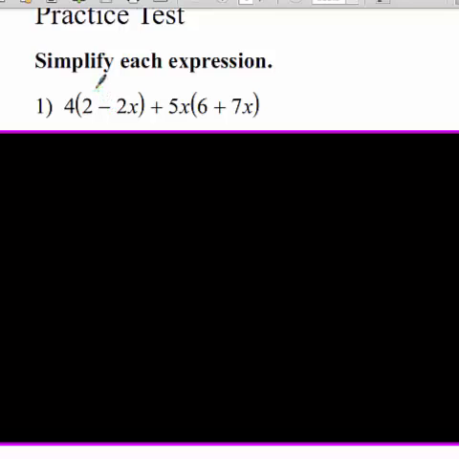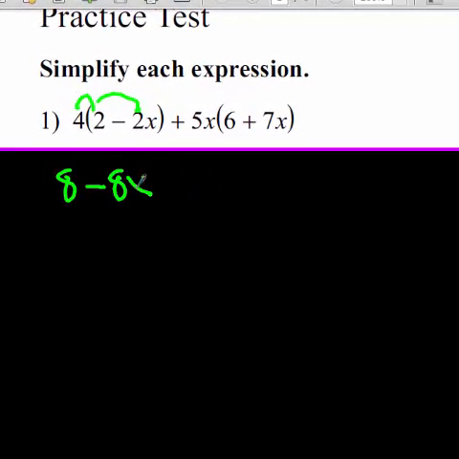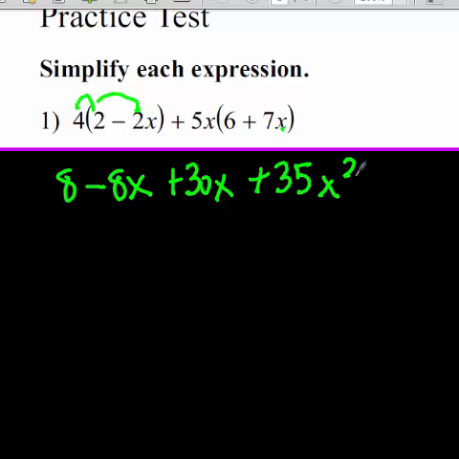All right, for problem number 1, we're just simplifying expressions, so we know we need to distribute here. So 4 times 2 gives me 8. 4 times negative 2x gives me negative 8x. 5x times 6 gives me a positive 30x. And 5x times 7x. Well, 5 times 7 is 35. And don't forget, x times x, so that's 2 x's, so that makes x squared.